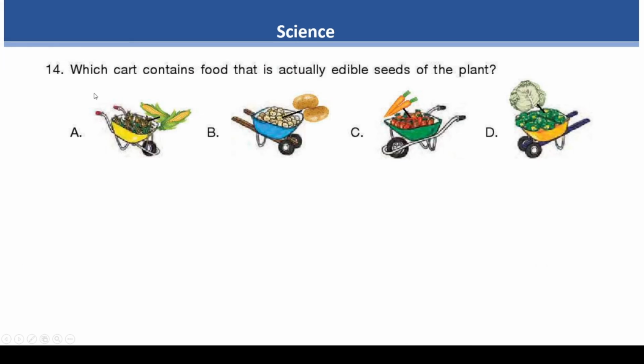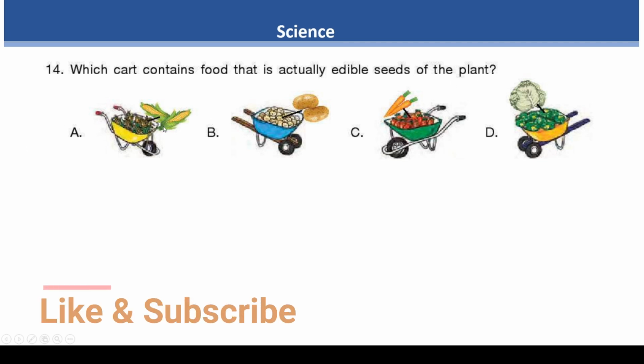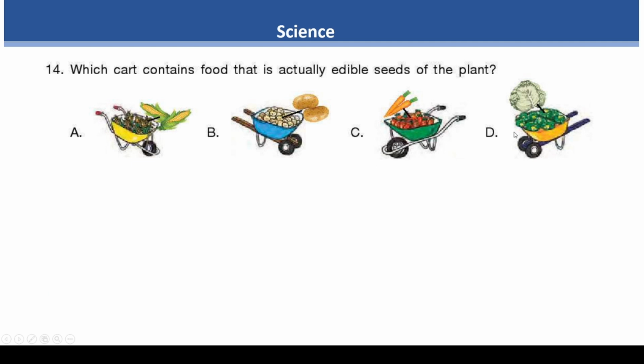Next question. Which card contains food that is actually edible seeds of the plant? Is it A, the corn card, B, the potato card, C, the carrot card, or D, the cabbage card? Try to pick the right answer.